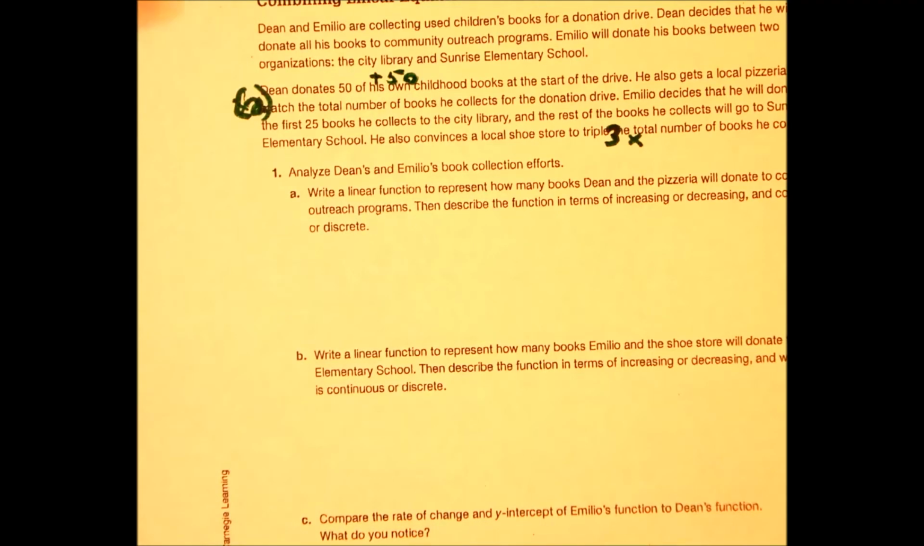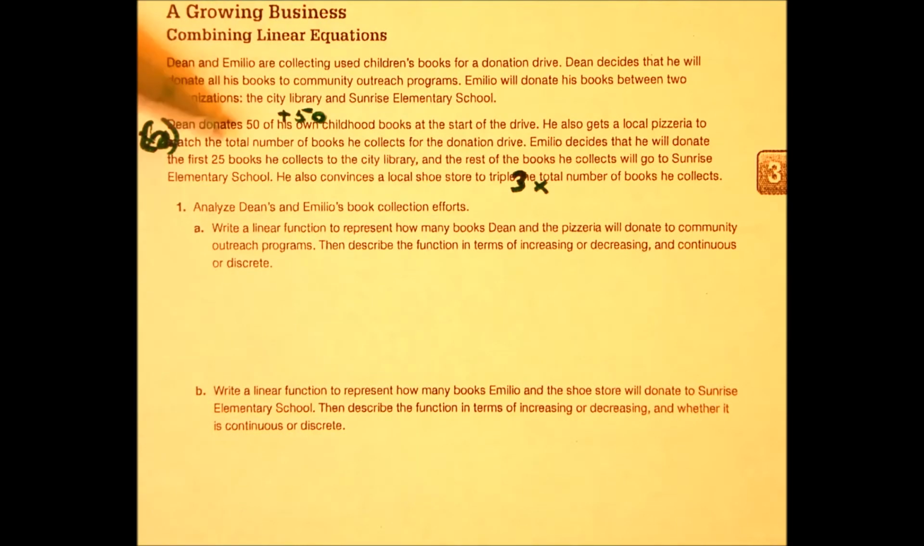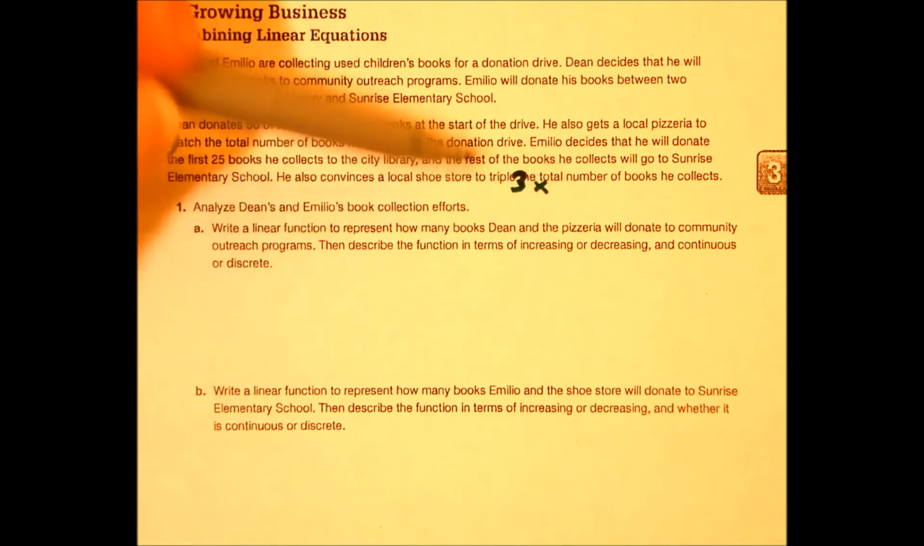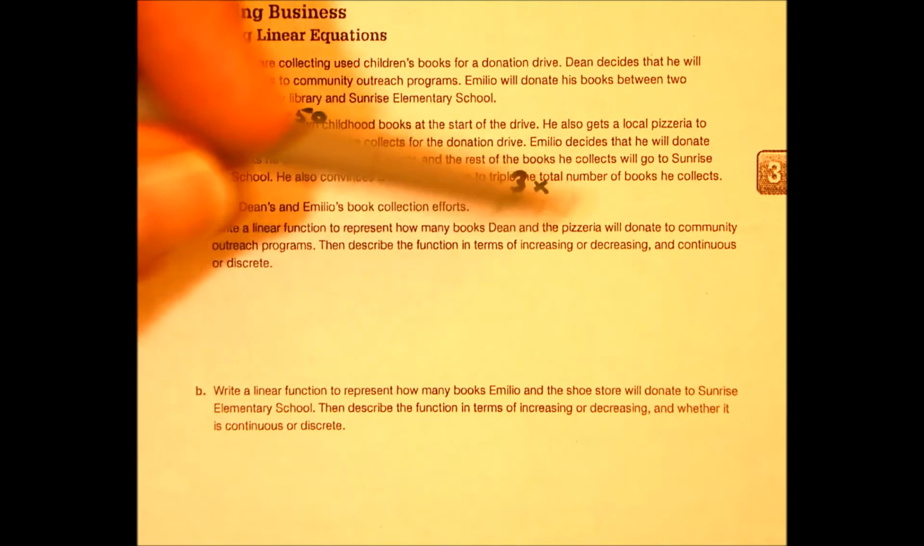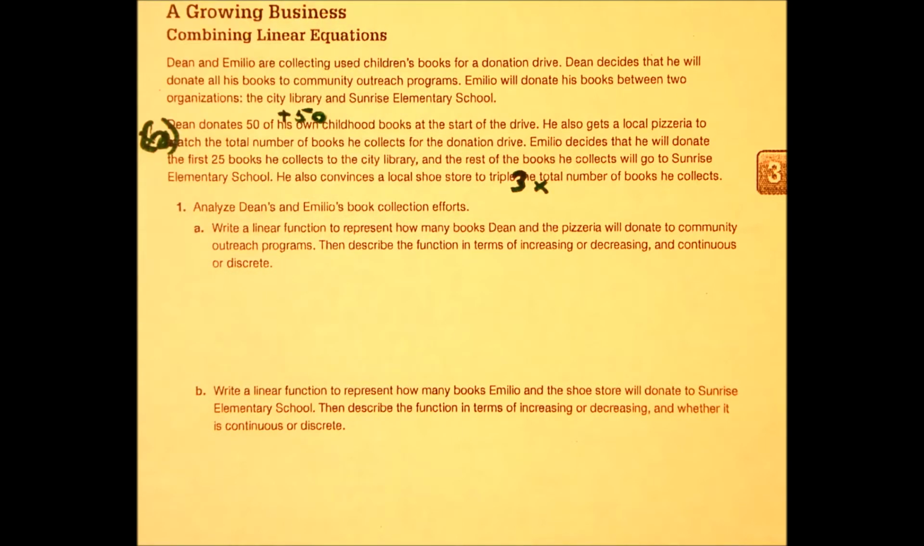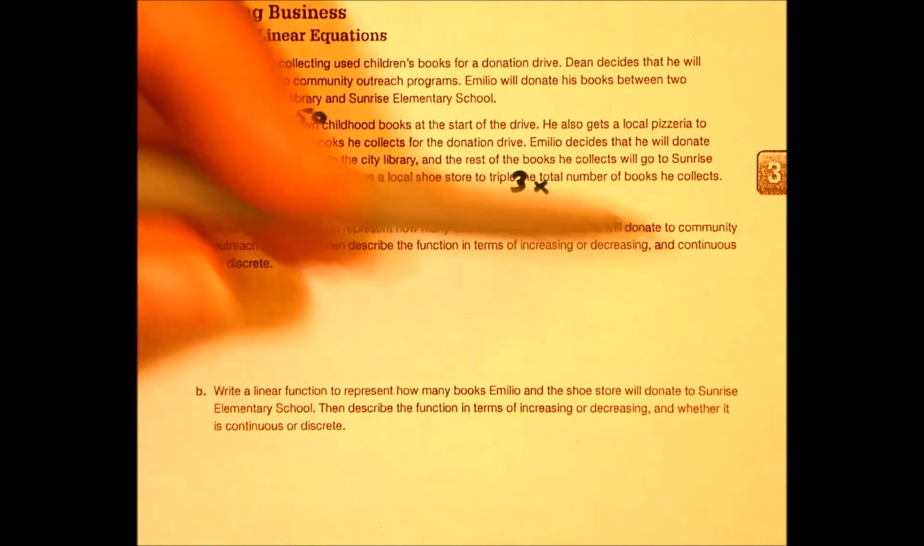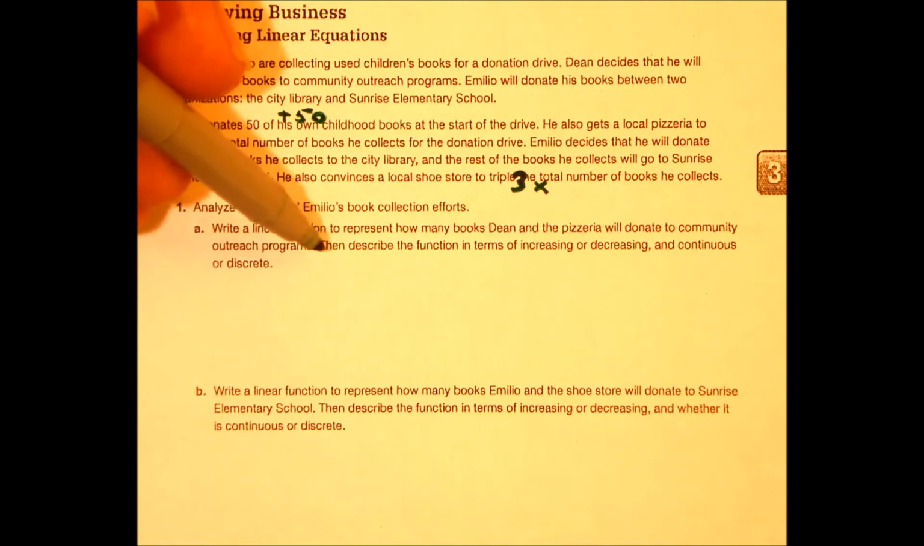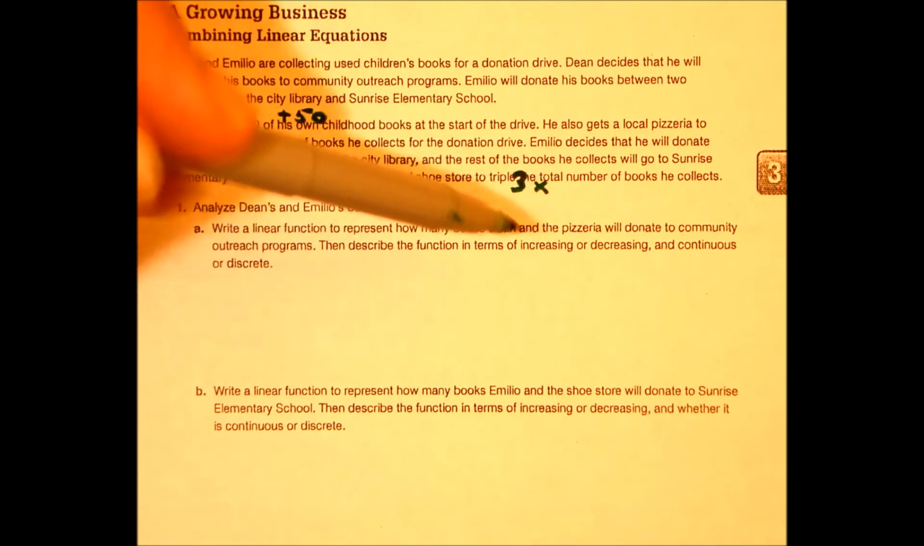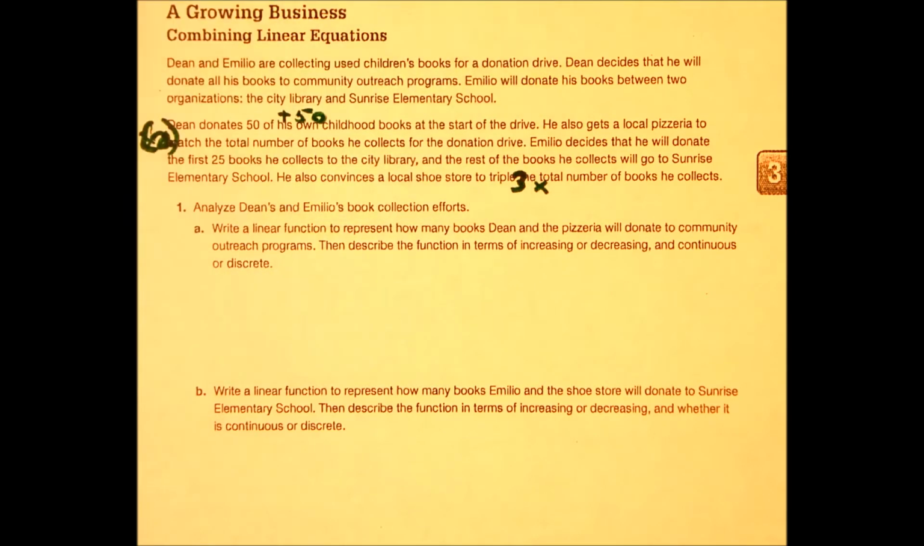Whereas in problem 1, in this one right here, this first one that they're talking about, he's collecting all the books plus 50 of his own and multiplying it by 2. In the elementary school, they're talking about him donating the first 25, and then whatever else is collected, he's multiplying by 3. All right, so these are going to look a little different than the other problems that we've done. We're going to write a linear function to represent how many books Dean and the pizzeria will donate to the community outreach program. Okay, then decide the function in terms of increasing, decreasing, and continuous or discrete.